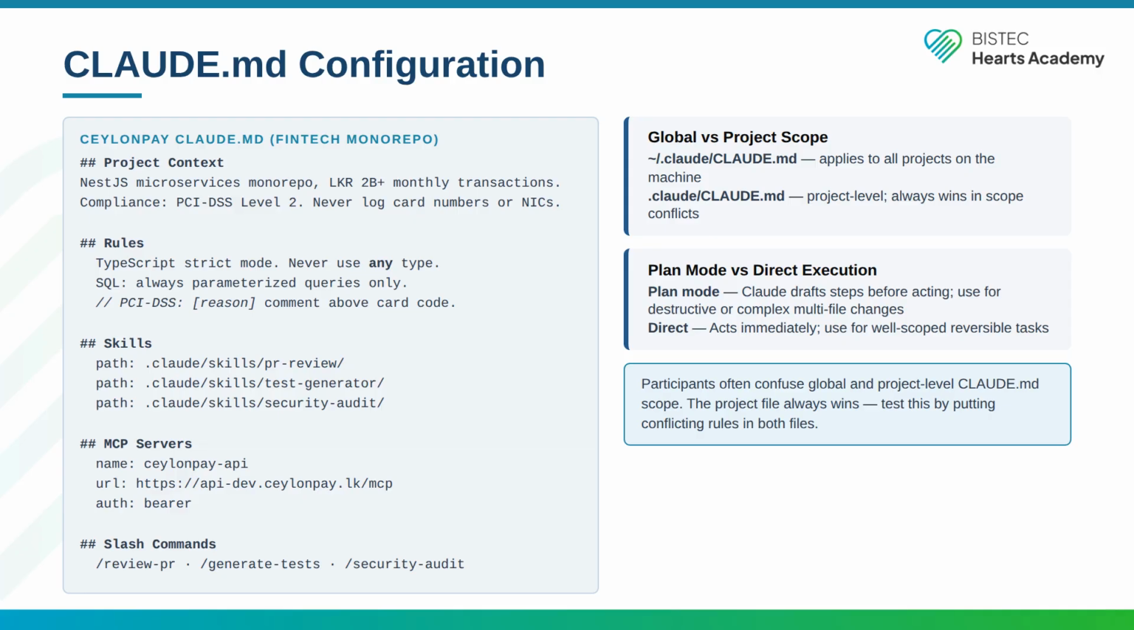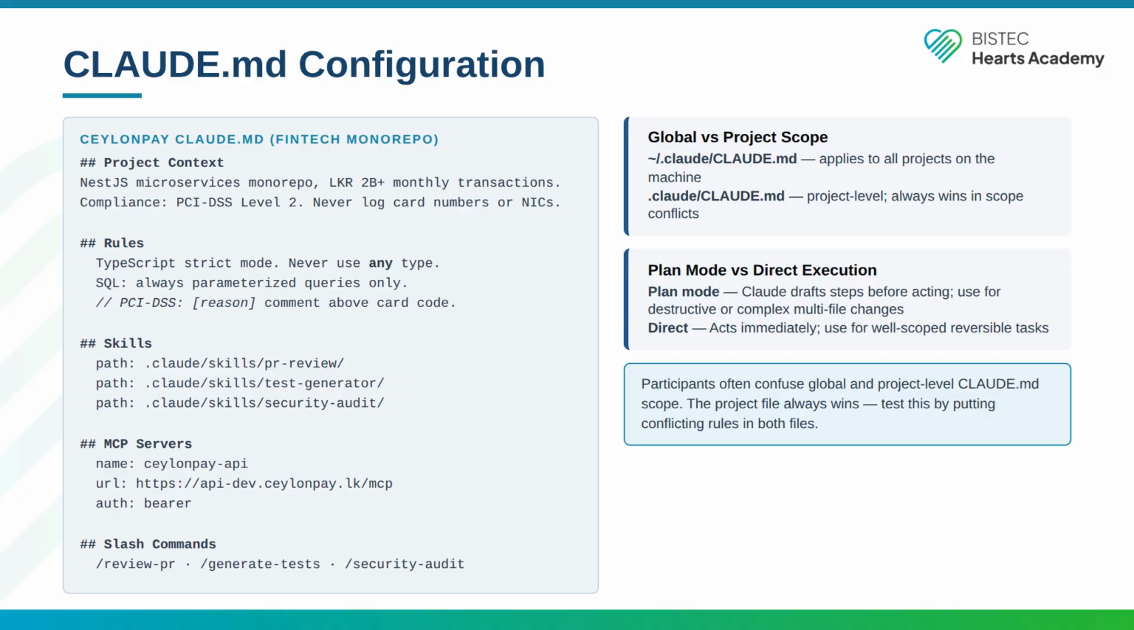The project context section establishes the technical environment: NestJS microservices, Monaco, LKR 2 billion in monthly transactions, PCI DSS level 2 compliance. That compliance line is essential. It tells Claude to never log card numbers or CVV numbers in plain text, even in debug output.